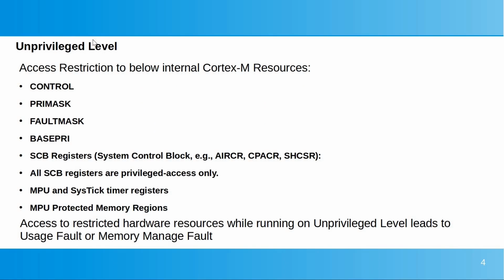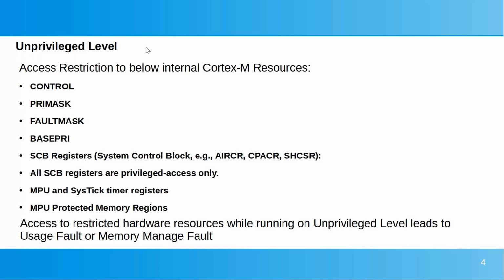While running on thread unprivileged execution level, the Cortex-M microprocessor will have limited access to certain hardware resources and registers. First of all, the Cortex-M microprocessor will not be able to access the control register, primask register, fault mask register, and base priority register while running on thread unprivileged execution level. The Cortex-M will have limited access to certain system control block registers. Memory protection unit registers as well as the SysTick timer registers will not be accessible while running on thread unprivileged execution level.